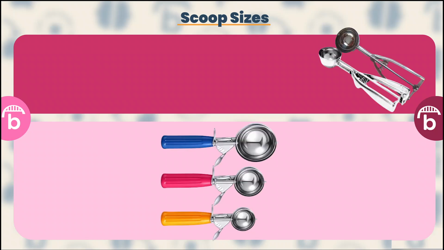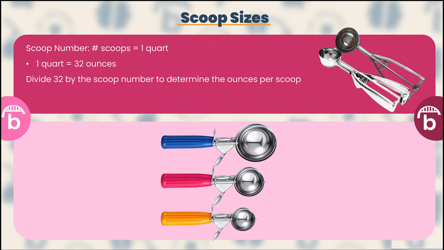Scoop sizes are a notorious concept on the RD exam because you could be asked a question that relies on knowing how many ounces each different kitchen scoop holds. But I've got a trick for you. Did you know each industrial scoop number tells you how many scoops it takes to make 1 quart? And a quart contains 32 ounces. That's another equivalent statement. 1 quart equals 32 ounces. So if you divide 32 by the scoop number, you'll know how many ounces are in 1 scoop.